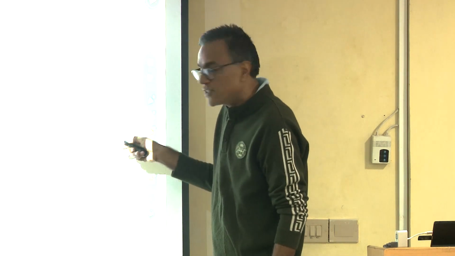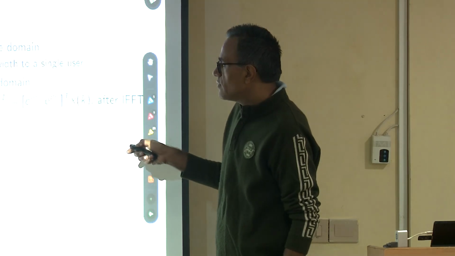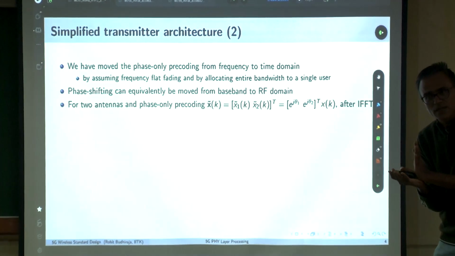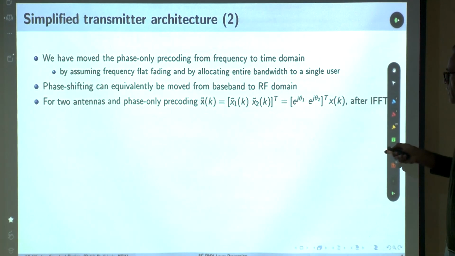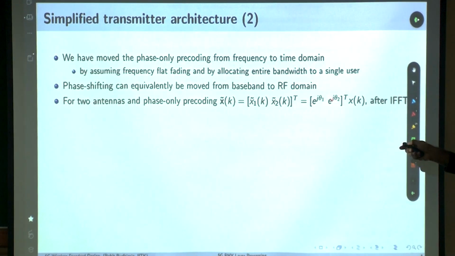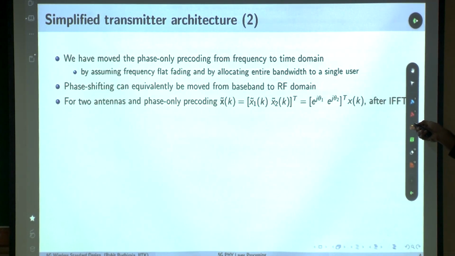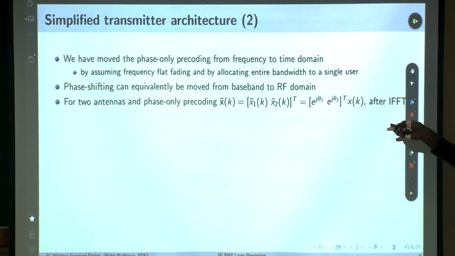This is happening in the frequency domain. We are taking one symbol and precoding it for two antennas. So e raised to power j theta 1 into x of k is for the first antenna, and e raised to power j theta 2 into x of k is for the second antenna. Now, what happens after taking the IFFT of this system?